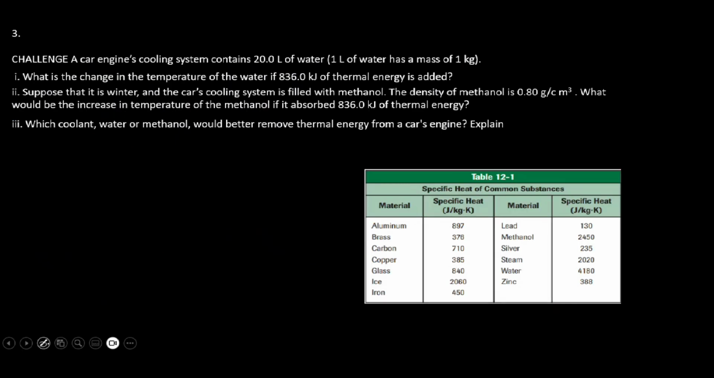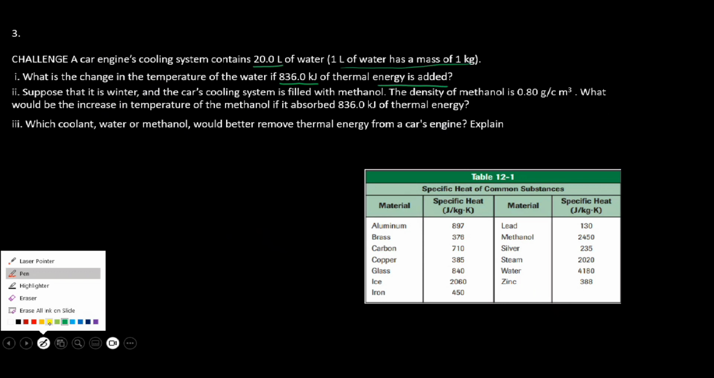Question 3. A car engine's cooling system contains 20 liters of water. 1 liter of water has a mass of 1 kilogram. First part of the question is asking you, what is the change in temperature of water if 836.0 kilojoule of thermal energy is added? So let's solve this step by step.